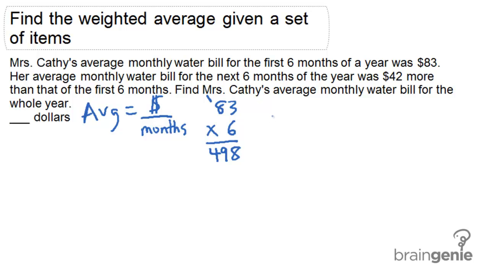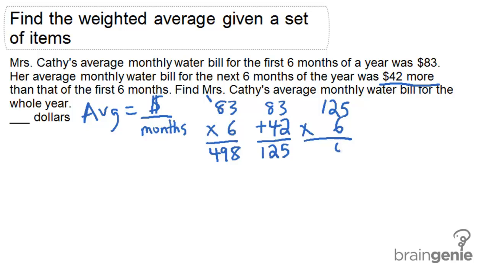In the second 6 months of the year, she was spending $42 more than she was in the first 6 months. So if she was spending $83 in the first 6 months and $42 more in the second 6, we have to add these together to figure out how much she was actually spending. And it's $125. So if we multiply 125 times 6, because she was spending that much for 6 months, we can see that she was spending in those 6 months $750 for her water bill.